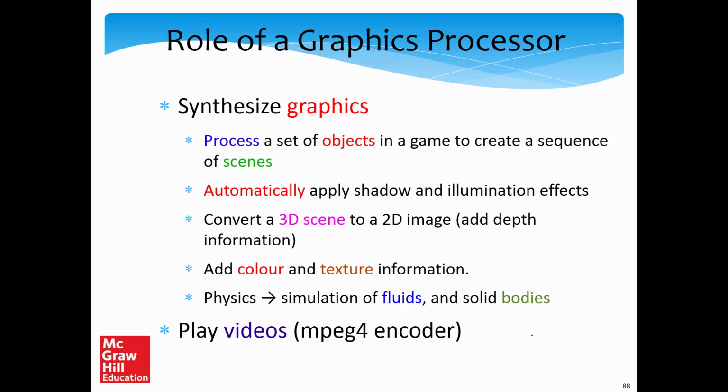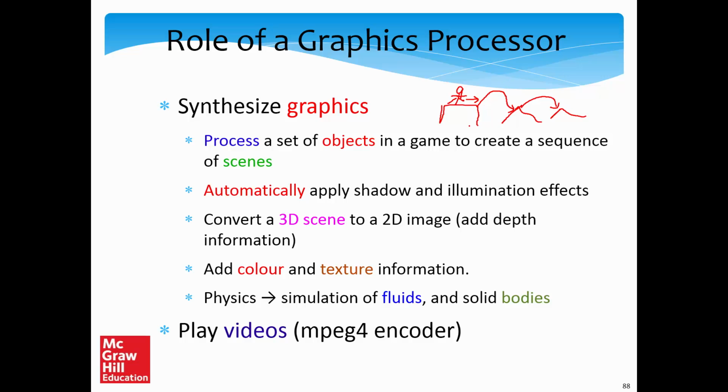So, what does a quintessential graphics processor do? It processes a set of objects in a game to create a sequence of scenes. How exactly does a game work? We would have seen these in fantasy games. There is one mountain like this, one more mountain like this, and one character. Sorry, I'm a bad drawing person. One character keeps running this way, jumps from one mountain to the other, and then some other characters come and shoot bullets. So you can have a lot of action in a game.